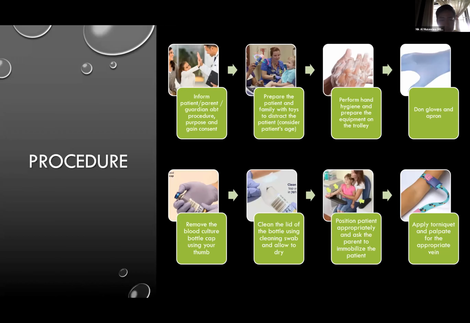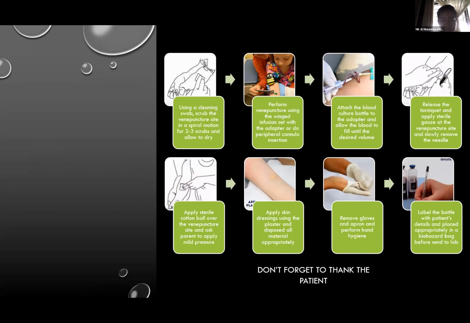And next, if the patient does not remain still, we may ask the parent to help hold the child or to immobilize them in this position. And then apply a tourniquet for older children or adolescents, but for younger children, infants or toddlers, tourniquets may not be applicable, as I have mentioned before. And then use a cleaning swab and scrub the puncture site in a spiral motion for about 2 to 3 scrubs and allow to dry, and use a different swab for each scrub.